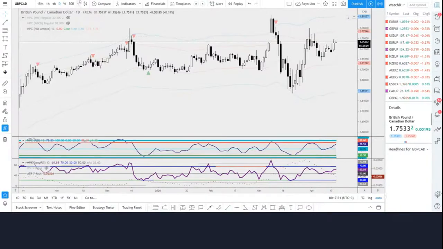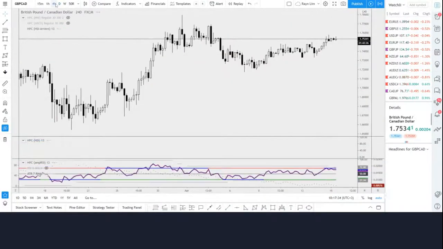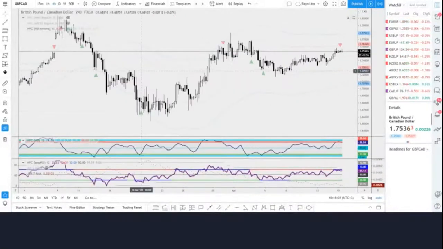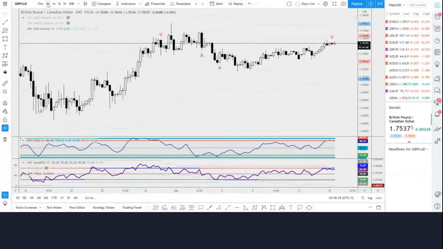On the 4 hour chart, there's no prevailing trend, unlike the daily chart. The last trend of the bearish trend happens over here. It was a bearish trend until here, then the market did a break and close above. It has not broken and closed above 1.7795. Likewise, the 4 hour does not have a distinctive trend either.